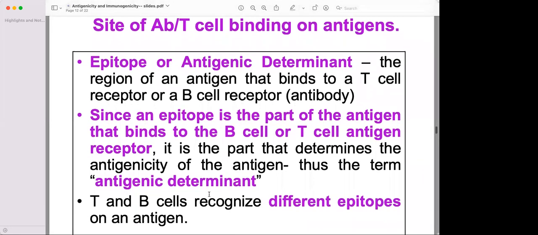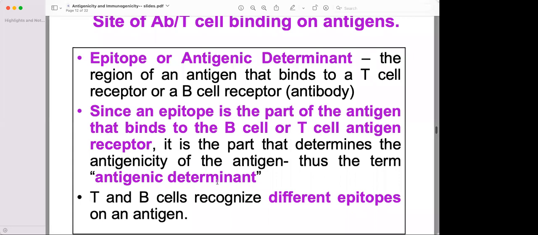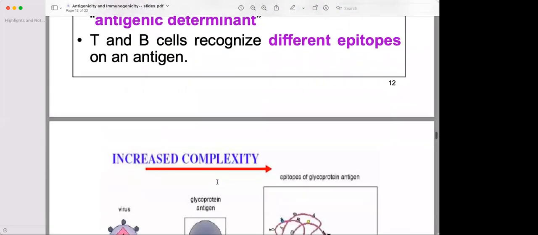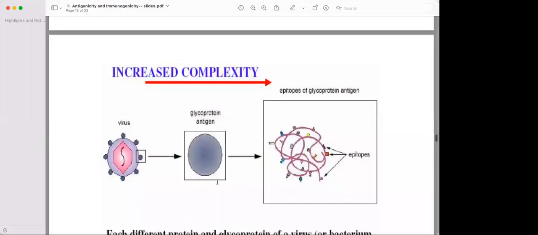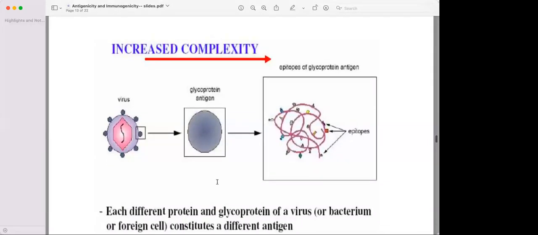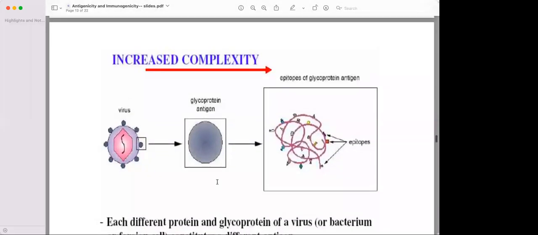And usually they differ, the epitopes or antigenic determinants to which the B cell receptors bind differ from those to which T cell receptors bind. So we'll look keenly at what is the difference in the B cell epitopes and what is the difference in the T cell epitopes, the T cell receptor epitopes and B cell receptor epitopes. And remember, I talked to you about the quaternary structure of a protein in our immunogenicity.